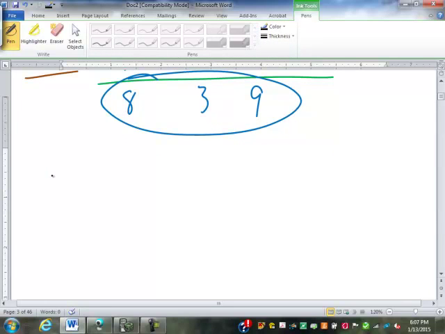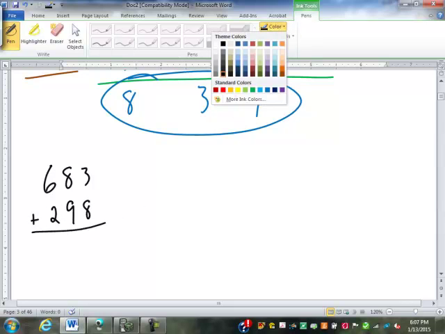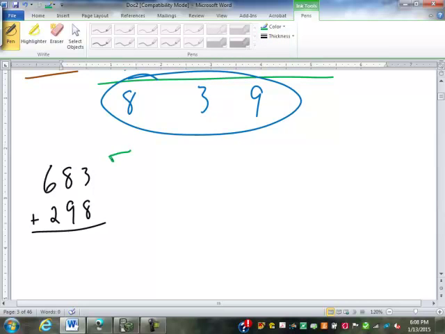Let me give you an example. 683 plus 298. You start on the right, work your way back to the left, because 3 plus 8 is 11. So you keep the 1, carry the 1. 1 and 8 is 9, plus 9 is 18. Same thing, keep the 8, carry the 1. And 1, 6, and 2 is 9. So 981.